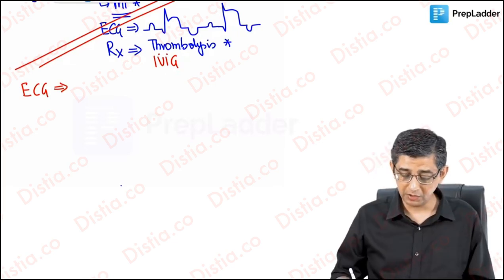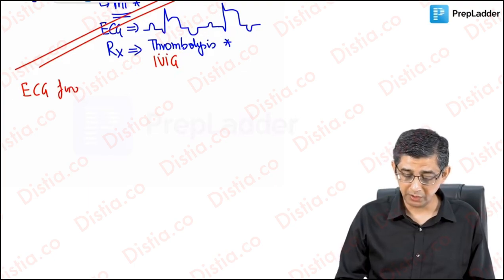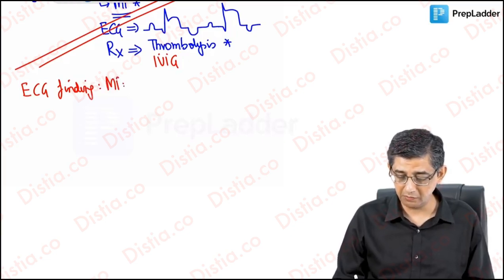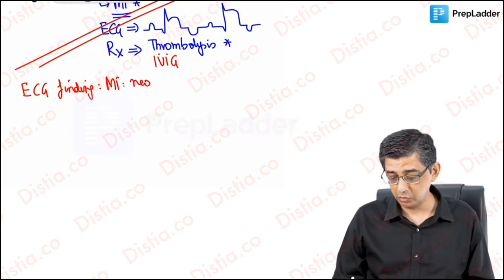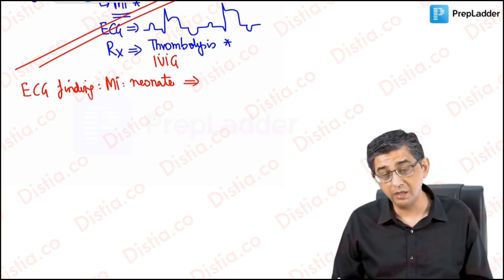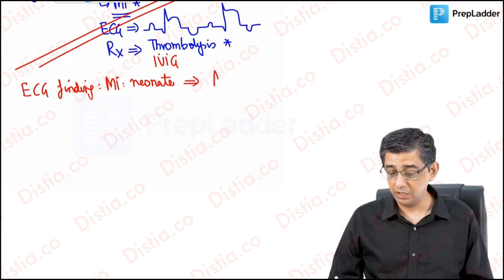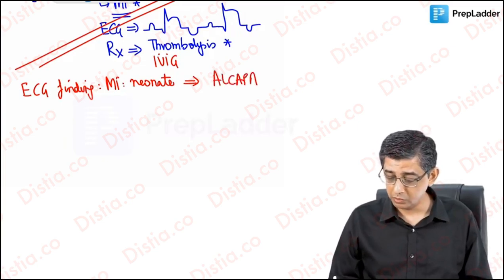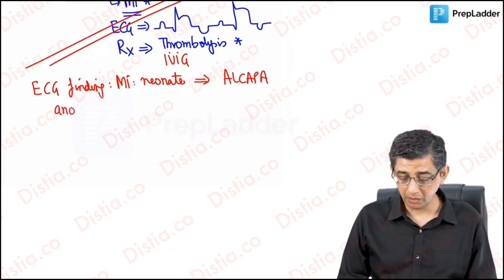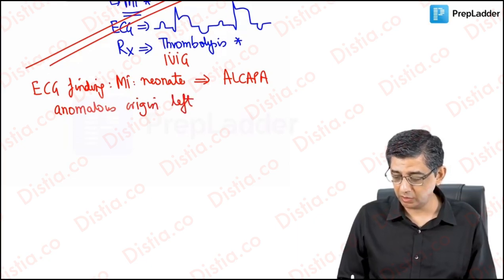I would like to finish this discussion by mentioning a very peculiar question that a student of mine shared. He said, sir, the question was: ECG finding of myocardial infarction, the traditional ST elevation, T wave inversion, was asked for a newborn baby. I've taught you ECG findings of MI in a child. Now I'm asking you the ECG finding of MI in a newborn baby is due to, and your answer is ALCAPA. Now listen to my words very carefully. ALCAPA would mean anomalous origin of the left coronary artery. LCA would stand for left coronary artery.